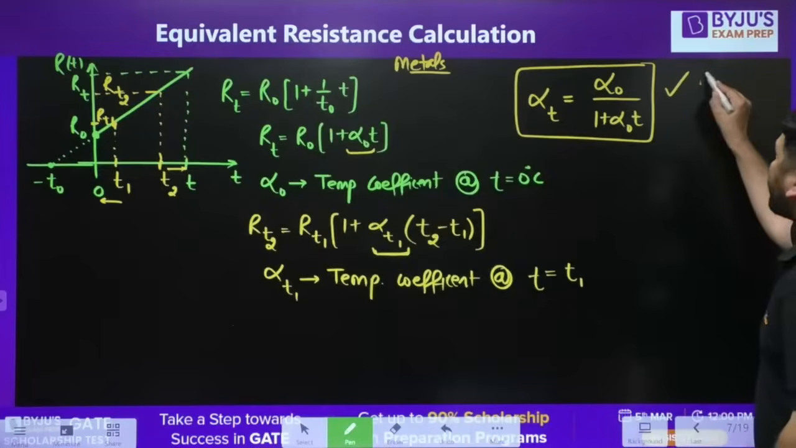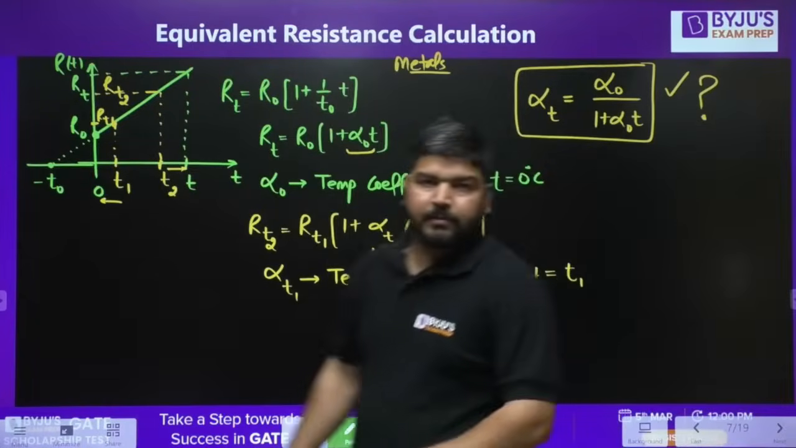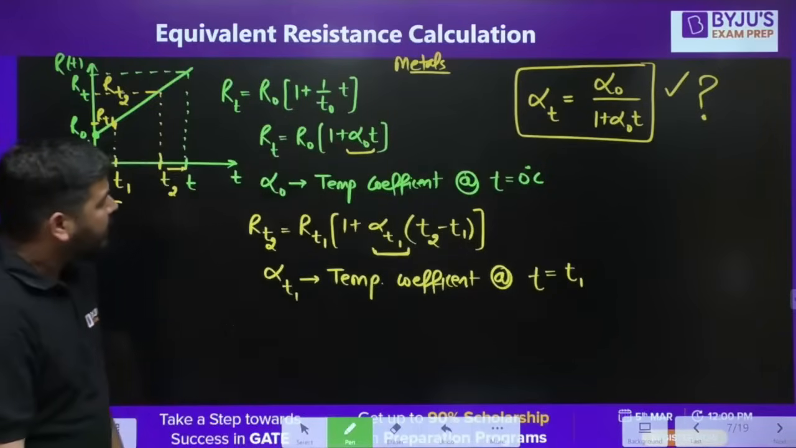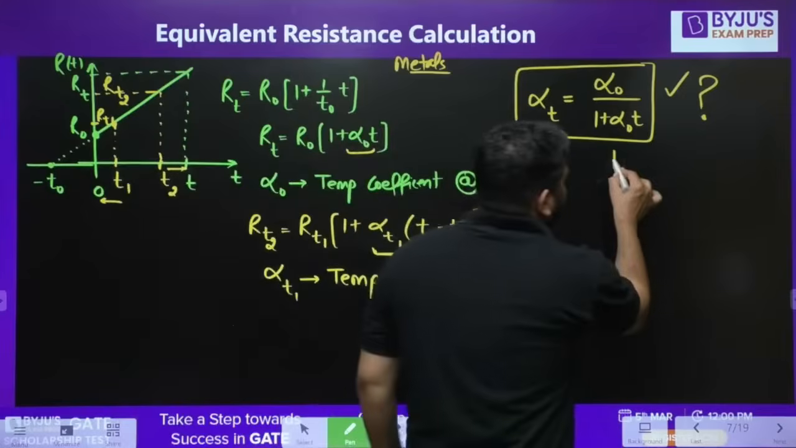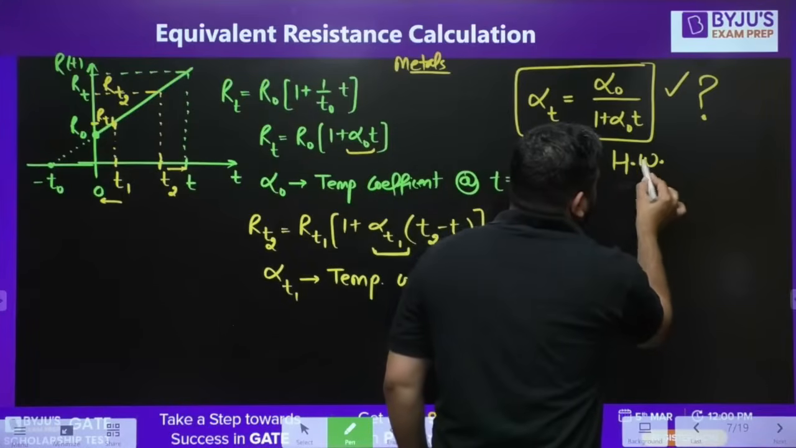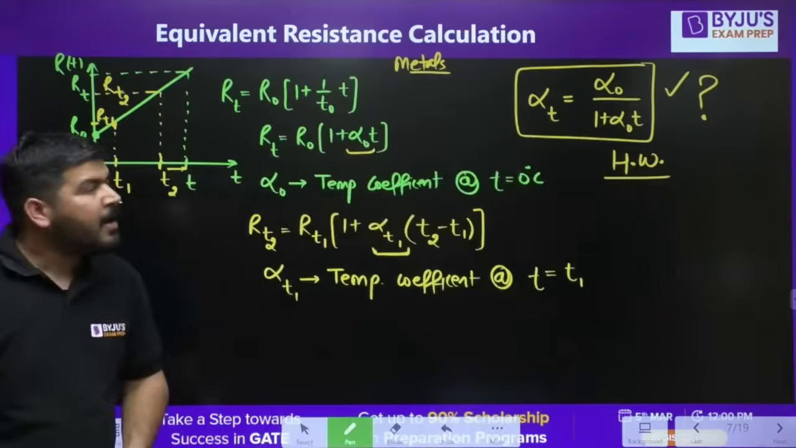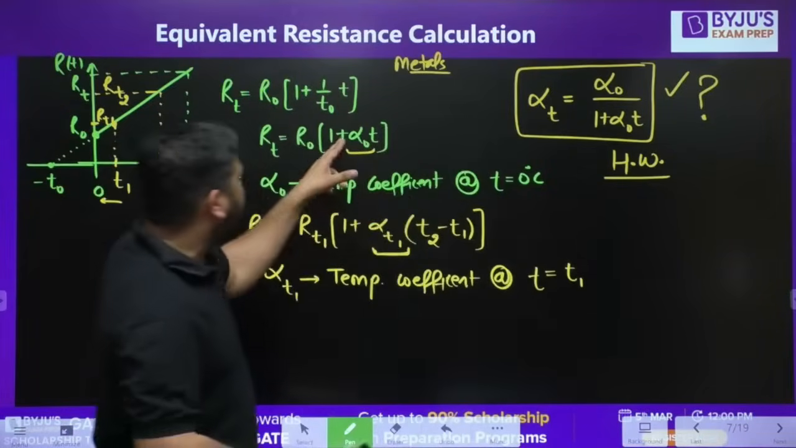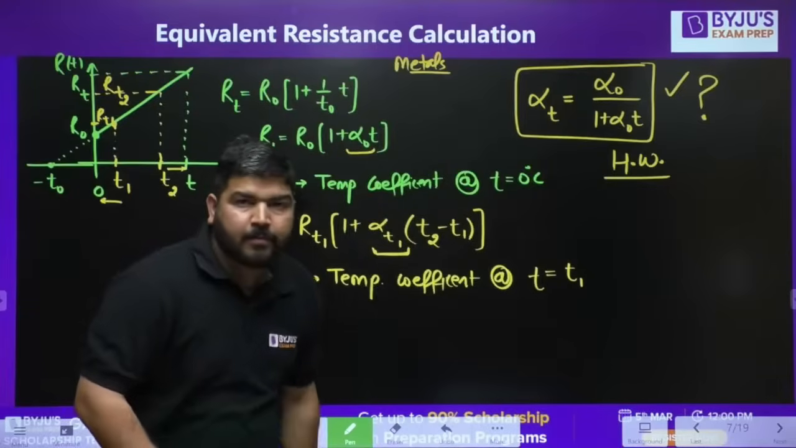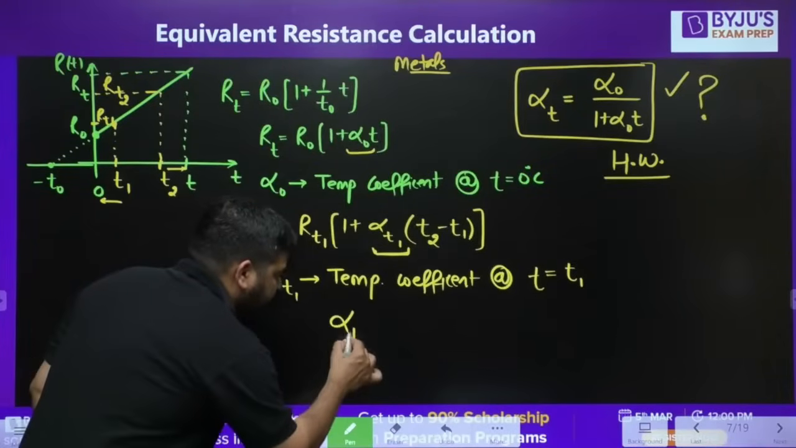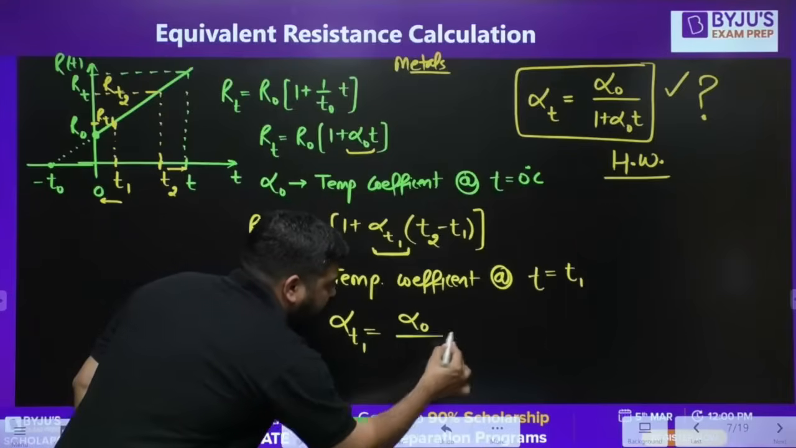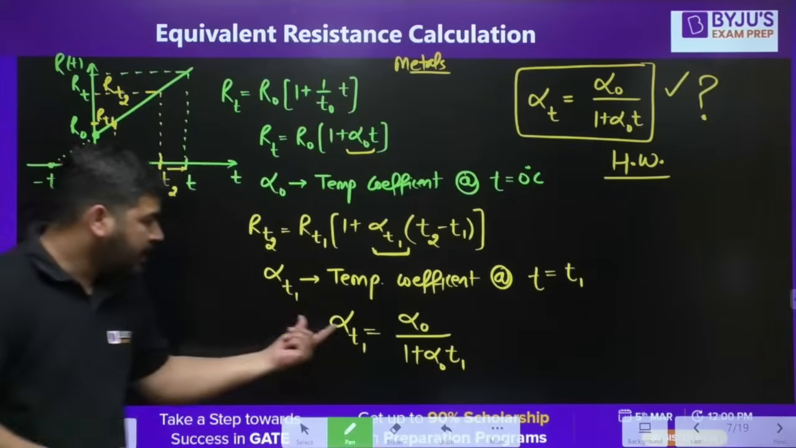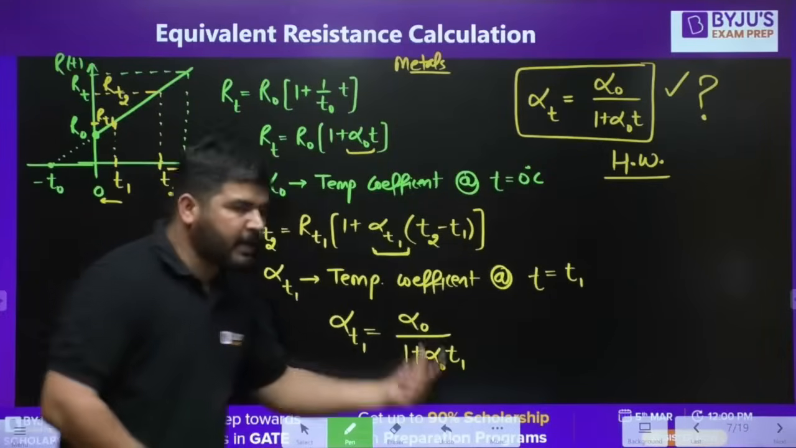Now the question is from where I have written this, think about it. मैंने इसको कैसे लिख दिया, ये कहां से आई है relation? तो ये आपका homework है. OK, this is your homework, you can find it in my some old lectures. मैं इसमें नहीं जाना चाहता दोस्तों, but you should know that there is a relation between alpha naught and alpha T1. If I want to calculate this, alpha T1 will be equal to alpha naught divided by 1 plus alpha naught into T1.